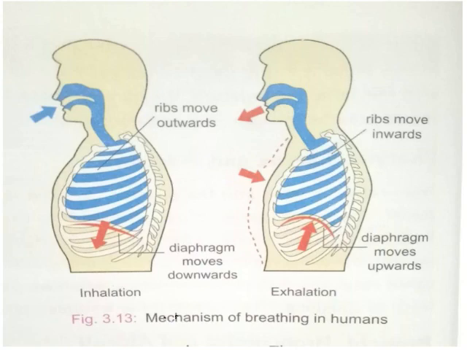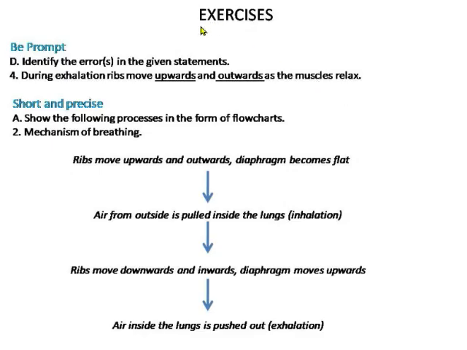Now let us see the related questions of this topic. Exercise B, D number, identify the errors in the given statements. Question number 4 is related to this topic. During exhalation, ribs move upwards and outwards as the muscles relax. In place of upwards, it will be downwards, and in place of outwards, it will be inwards.